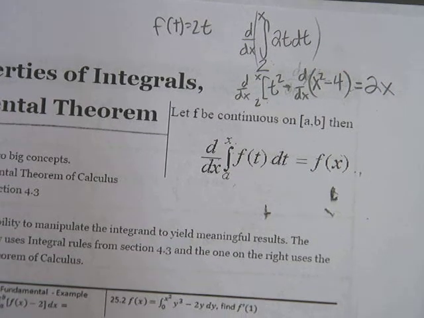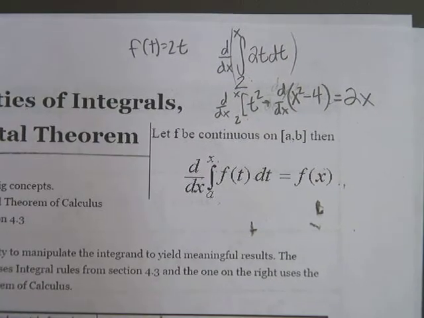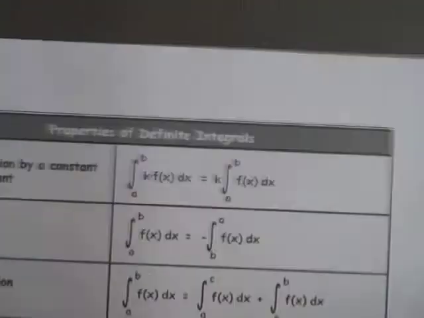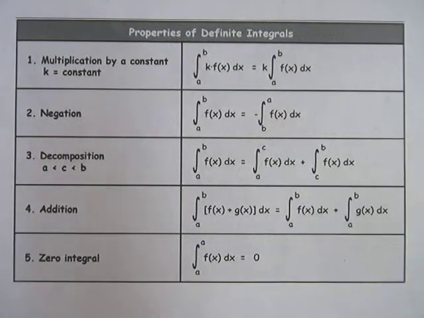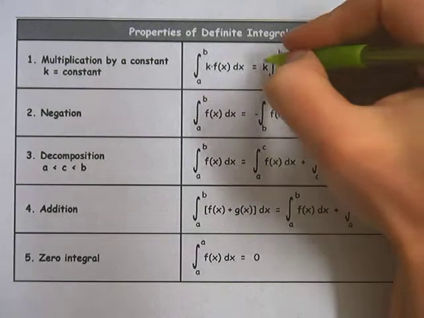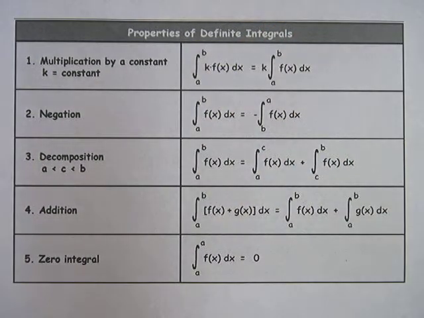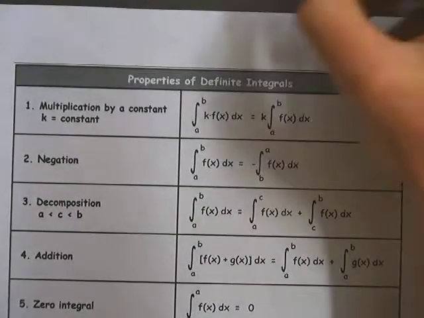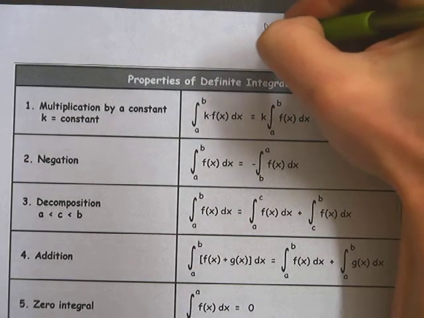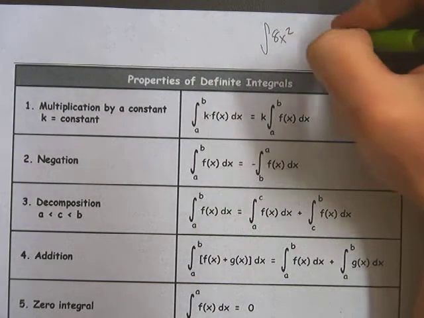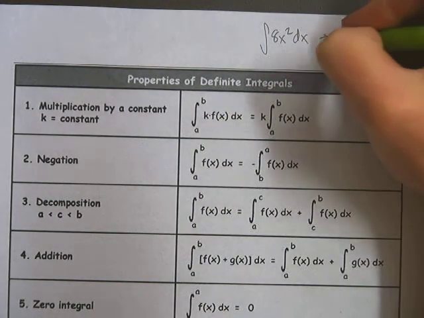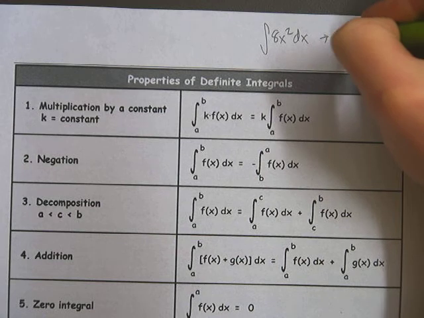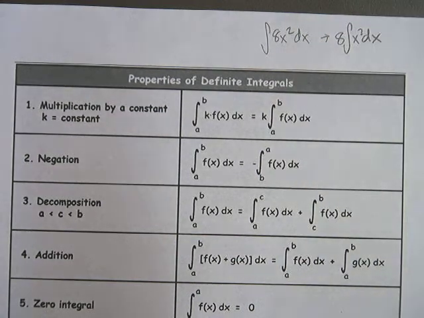Okay, so the other thing in our section is the rules of integration. I have a list of them here. So you can pull out a constant if there's a constant within the equation. For example, if you have the integral of 8x squared dx, you can just pull the 8 out in front. So you can just have 8 times the integral of x squared dx.